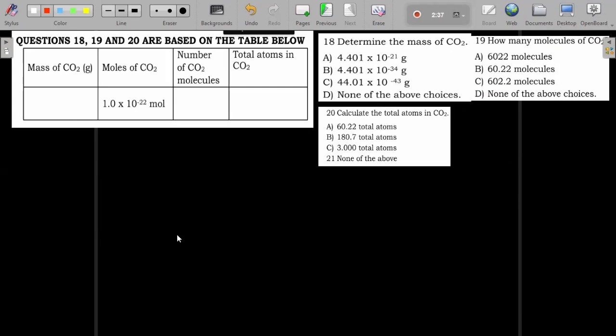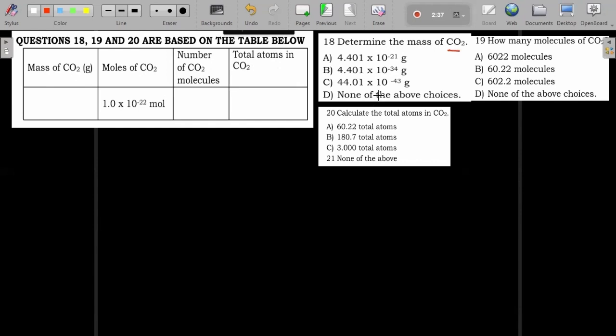All right, so let's look at questions 18, 19, and 20. They're saying questions 18, 19, and 20 are based on the table below. We've been given this table that has the mass of carbon dioxide, the moles of carbon dioxide, the number of molecules of carbon dioxide, and the total number of atoms. Question 18, the first one, says determine the mass of carbon dioxide.